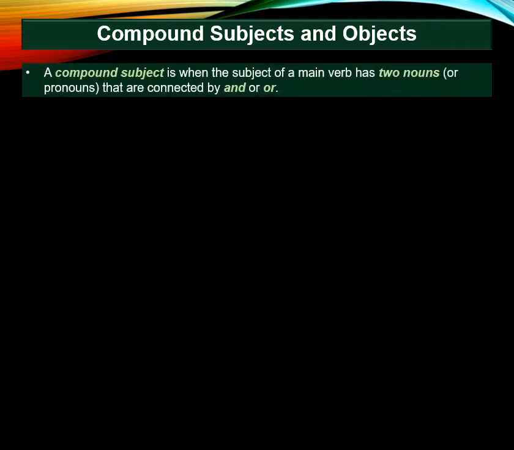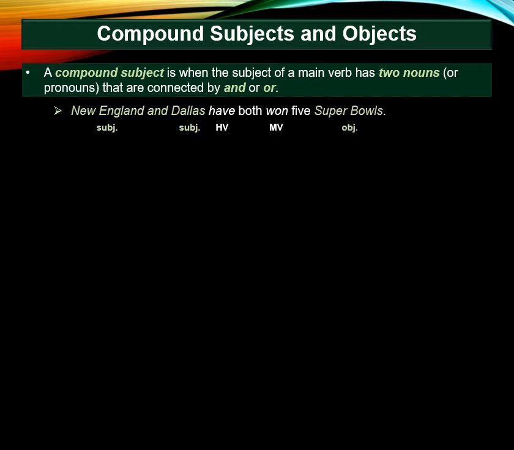Now, what are compound subjects and objects? A compound subject is when the subject of the main verb has 2 nouns or 2 pronouns, or 1 noun and 1 pronoun, that are connected by and or. For example, New England and Dallas have both won 5 Super Bowls. New England and Dallas together is a compound subject.